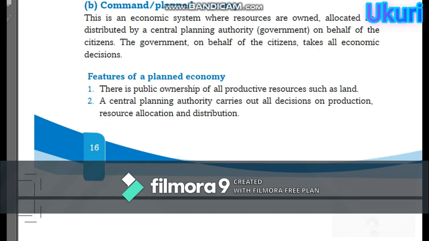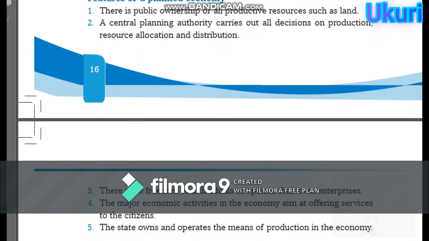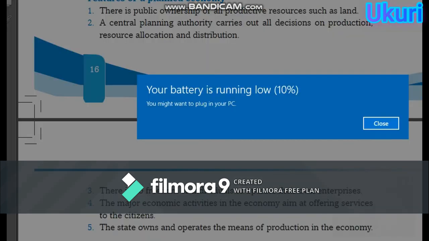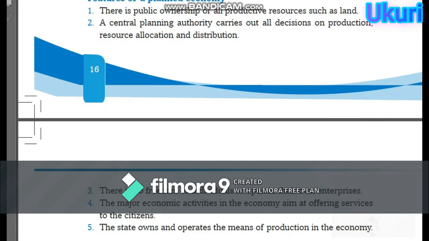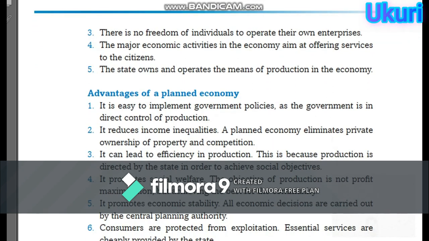Hari features cyangwa se characteristics of planned economy. Ya mbere nuko there is public ownership of productive resources such as land. Ya nk'ubutaka usanga wiyoborwa ndetse bukabungabungwa akaba ari ubwa leta nyirizina. So number two, a central planning authority carries out all decisions on production, resources allocation and distribution. Kuvuga ngo distribution ndetse n'uburyo bashyiraho business byose ni ibya leta.